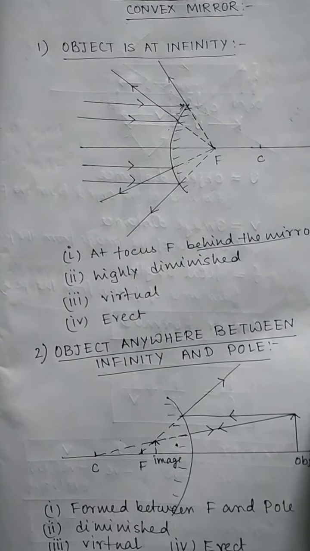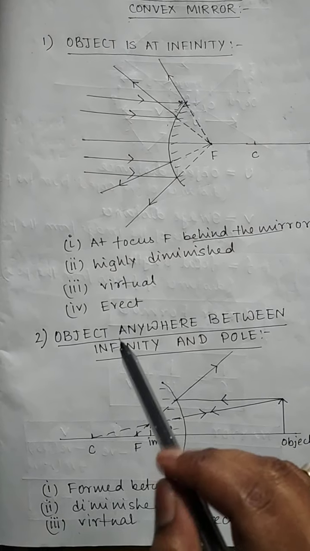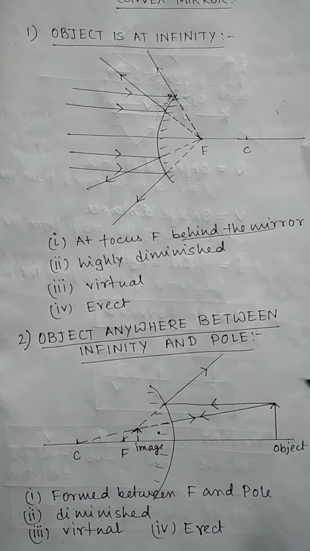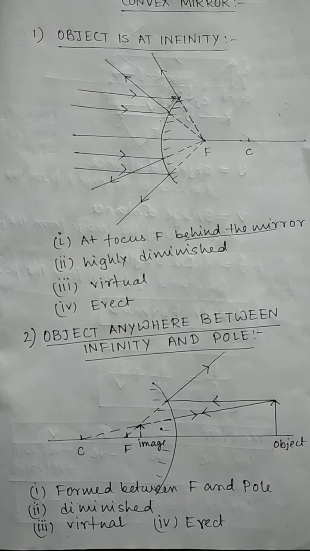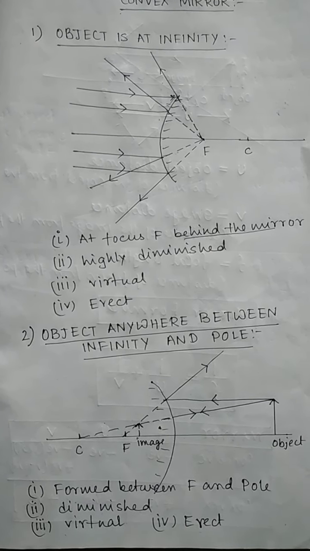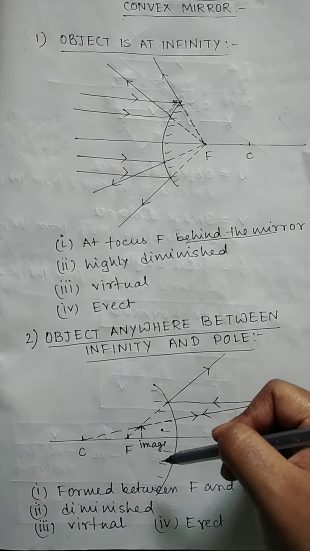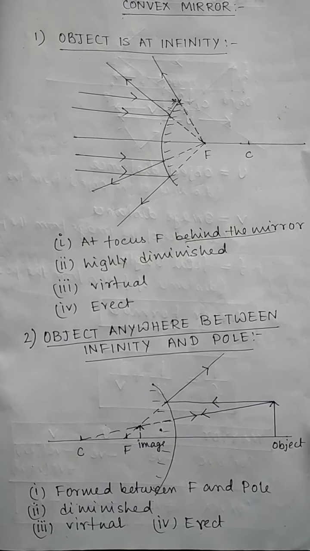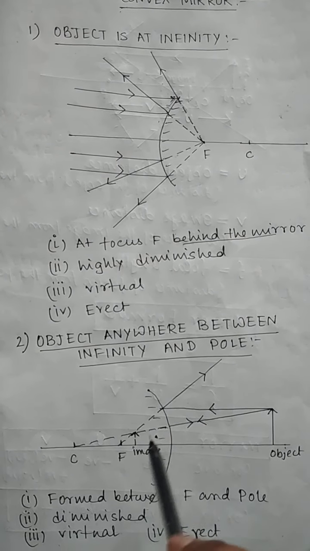Let's see our second case, that is when the object is anywhere between infinity and pole. Now in this case, the object can be anywhere, at any distance from the pole. The characteristics of the images will be the same in all the cases. Now here I have again drawn a convex mirror. Here I have taken the object at any distance. Now again we will need two rays to form the image of the object.